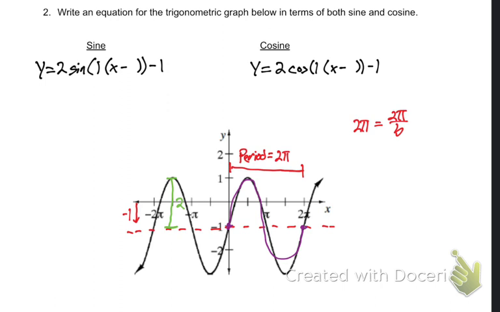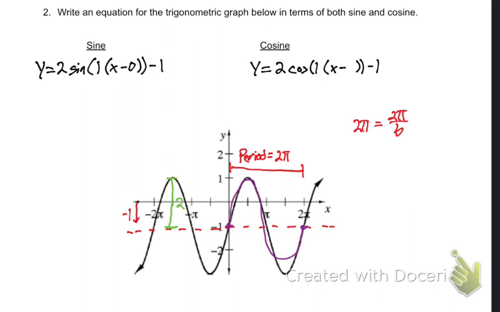It starts on the y-axis, so I don't need to shift it left or right. So my left or right is 0. So for sine, we're going to have x minus 0, or you might have just had x in there. So I don't need to shift it because we already start at the right point.